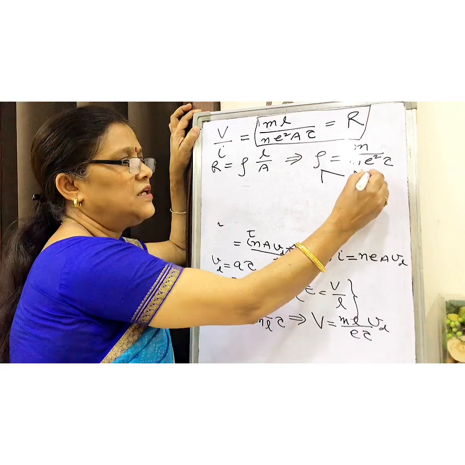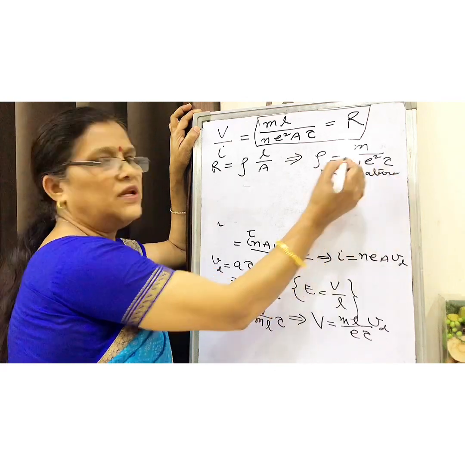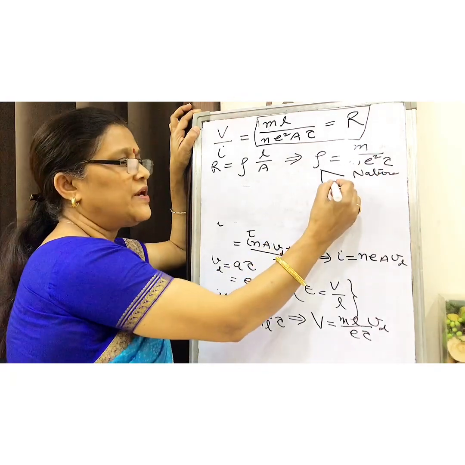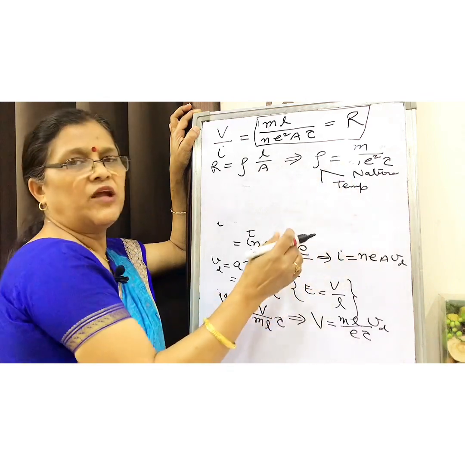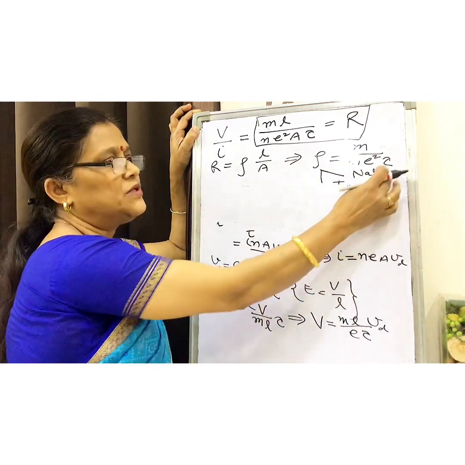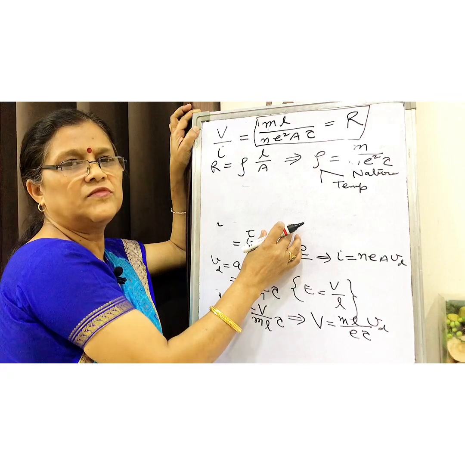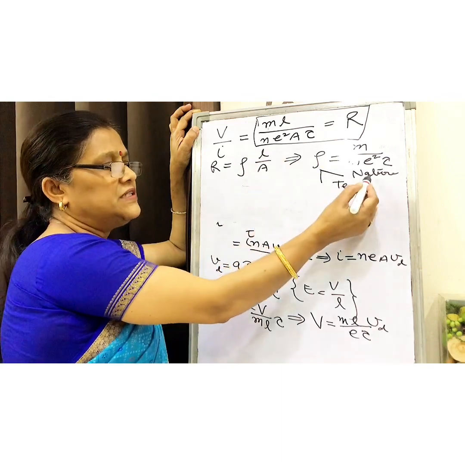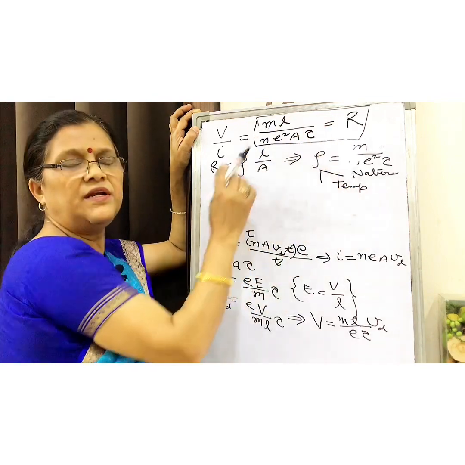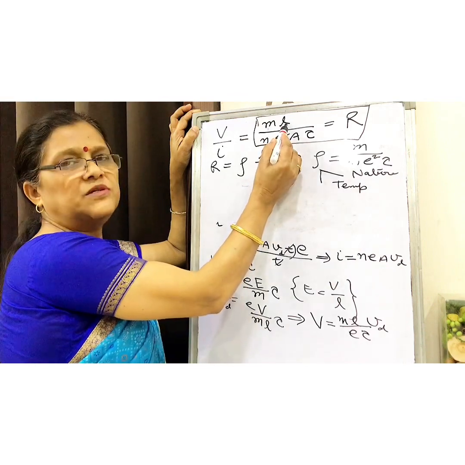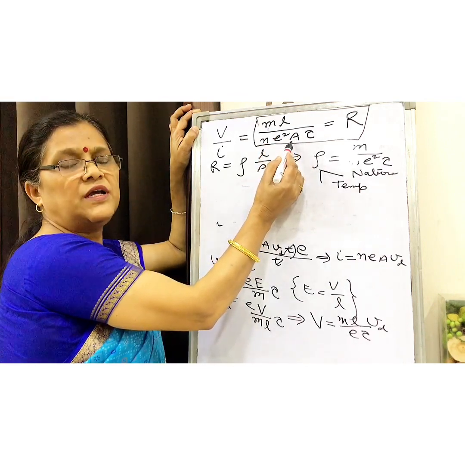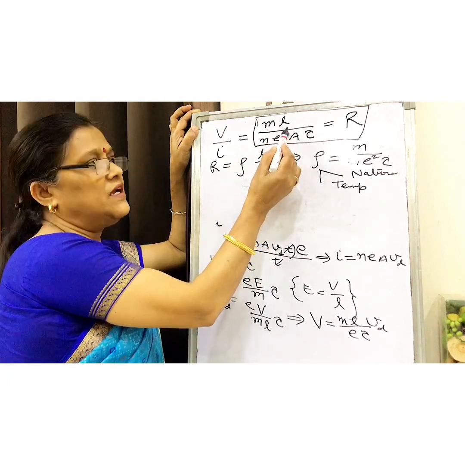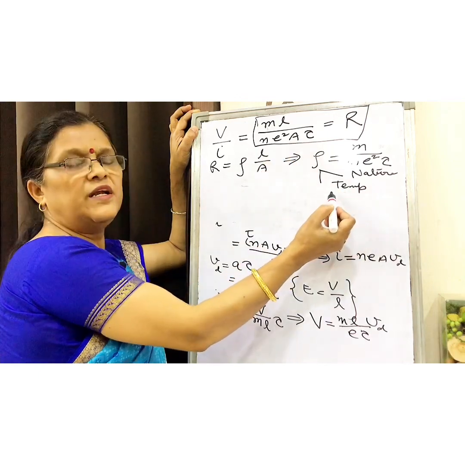Number one, nature, that is conductor, then large number of free electrons, semiconductor lesser, insulator very few, negligible, and temperature. How temperature? That if temperature is increased, collisions will increase, so tau will decrease. While R, this nature and temperature, it is dependent. Also, it is directly proportional to the length and inversely proportional to the area of cross section. So, resistance of the conductor depends on its length and area of cross section, and nature and temperature.